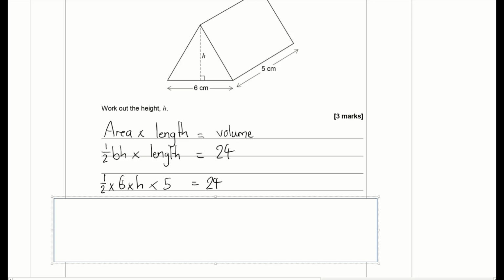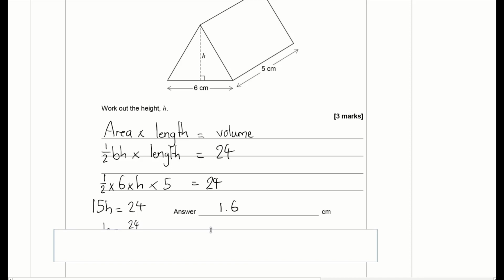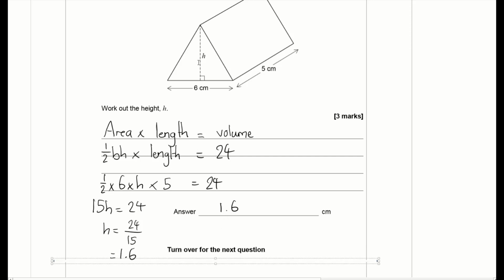A half times 6 times h times 5 equals 24. If we collect these together, 6 times a half is just 3, times by 5 is 15. So 15h would equal 24, divide by 15, so h equals 24 over 15, which is 1.6. So the perpendicular height there was 1.6 centimeters.